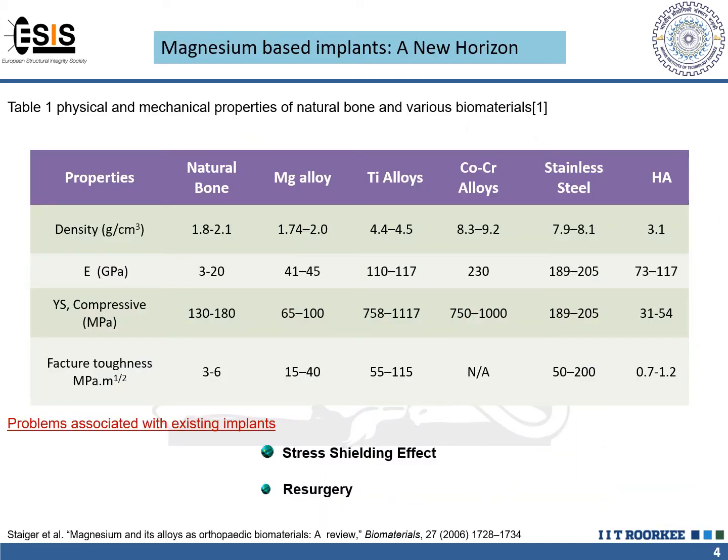This is a very interesting comparative chart having the physical and mechanical properties of the natural bone and the various biomaterials. Titanium alloys, cobalt chromium alloys and stainless steel are the currently available metallic implants used for permanent as well as temporary implants. They are non-biodegradable in nature. If we compare the density of these metallic implants, titanium has a density of 4.4, cobalt chromium is 8.3 and stainless steel is near about 8, and the natural bone has a density of 1.8.